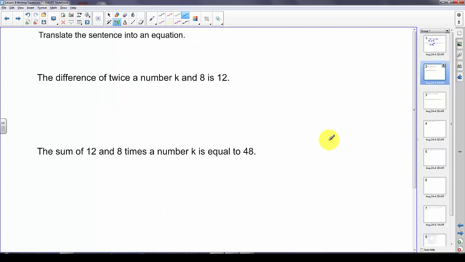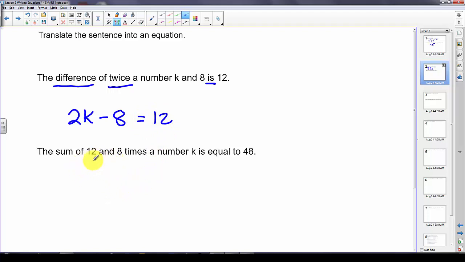Let's look at a few more examples. The difference, once again, that's our key word, of twice a number. There's another key word, twice. It usually means 2 times. Is, there's your equals again. So let's say the difference of twice a number, k. So here's 2k and 8. The difference, so we're subtracting, is, that's equals 12.